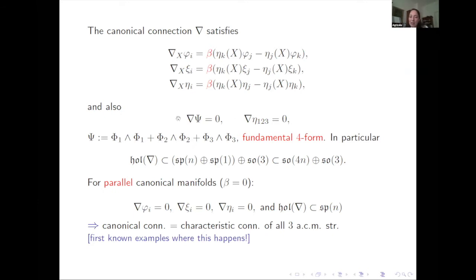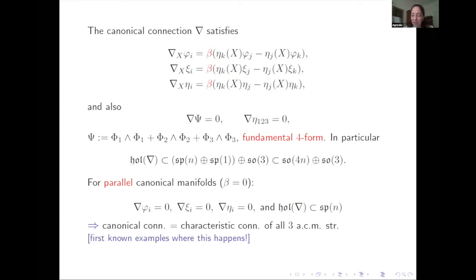And now you see that a particular case is the one when beta vanishes. So what we would call parallel canonical manifolds, right? Because if beta is zero, which is possible, then all structure tensors are going to be parallel. And in fact, the canonical connection just coincides with the characteristic connection of all these three almost contact metric structures if we view them separately.